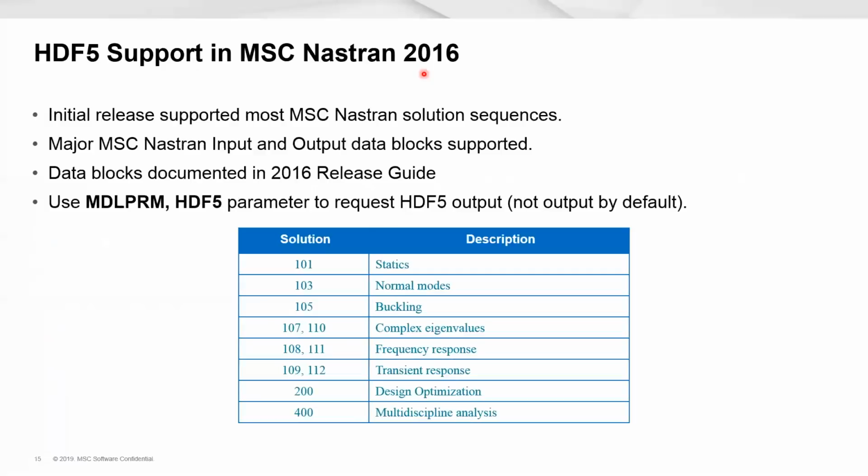So we've been doing this since 2016. The initial rollout included a number of solution sequences. I think that's 10. So you can see all the usual ones: statics, modes, buckling, complex eigenvalues, the frequency response and transient response in dynamics, and support for design optimization and multidiscipline analysis and nonlinear sequences in 400. And really, to get an HDF5 file, not much more than just adding a single line model parameter HDF5, and then in the initial rollout there were 3 options. The default is we don't write it right now, but it's pretty easy to add it in if you have an existing model.